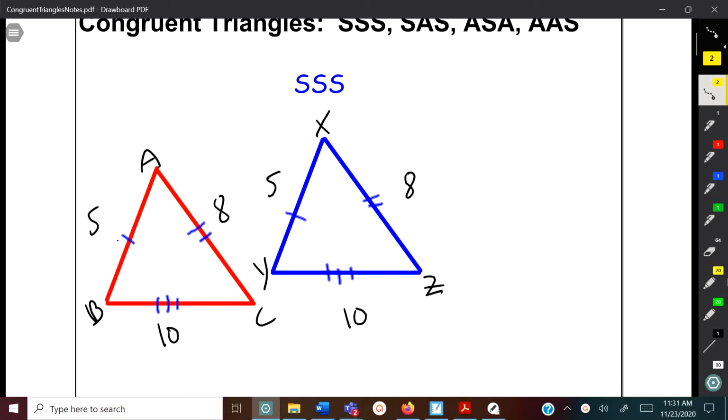That means angle A is going to be congruent to angle X, and angle B is going to be congruent to angle Y. Every corresponding part is congruent, and then the whole shape is a congruent triangle. You can prove it as soon as you find out that all three corresponding sides are congruent. Alright, let's take a look at another example.